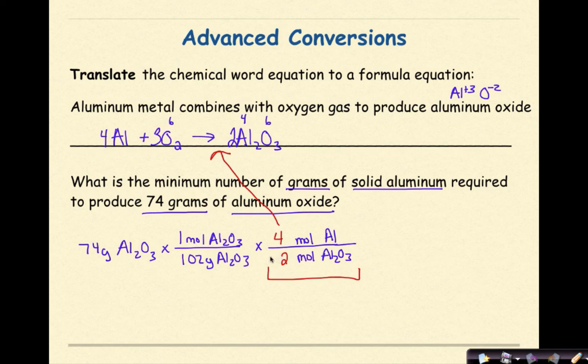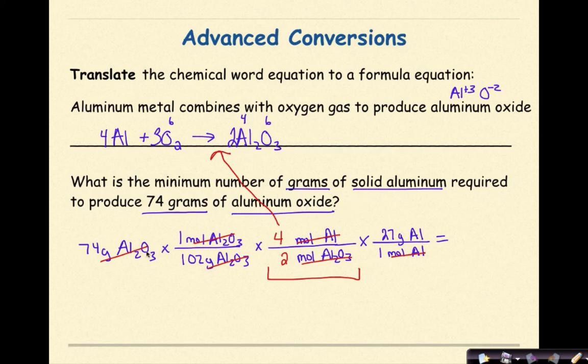Now again, I can't stop here because I don't want moles of aluminum. I want mass of aluminum. So I'm going to take it one step farther and say 1 mole of aluminum is equal to the atomic mass of aluminum, which is 27 grams of aluminum. Now, again, before I do all my math, I'm going to take a moment and make sure that my units cancel. Grams cancel grams, moles of Al2O3 cancels moles of Al2O3, moles of aluminum cancel moles of aluminum. I'm left with mass of aluminum, which is what I want at the end.